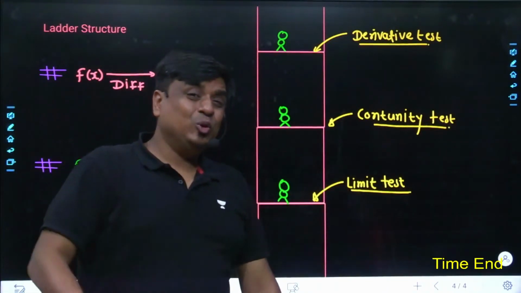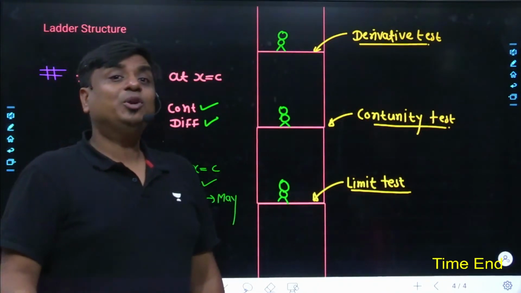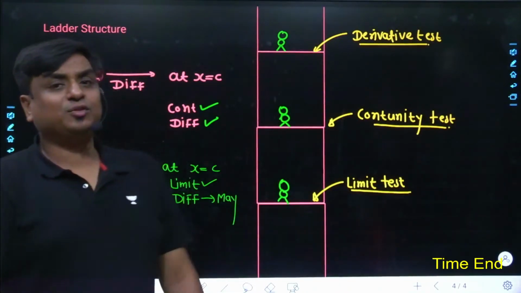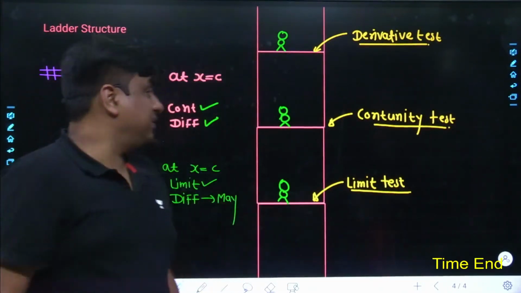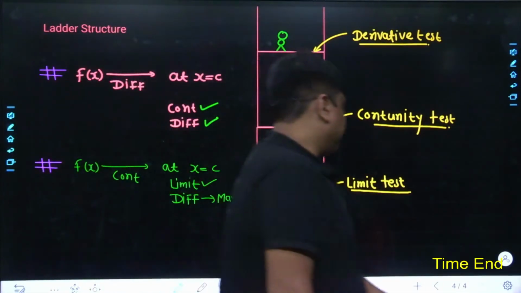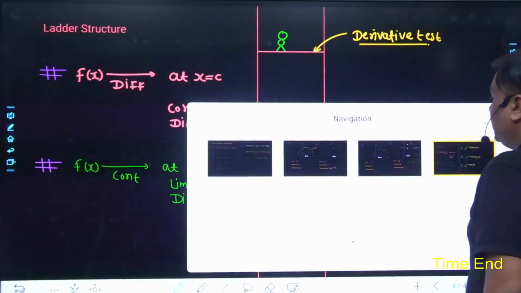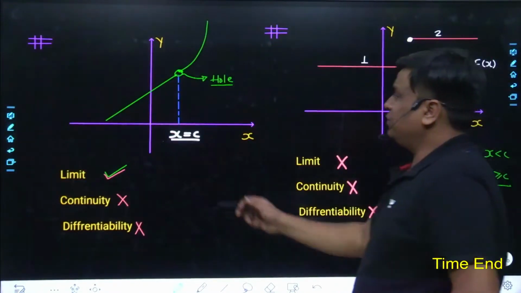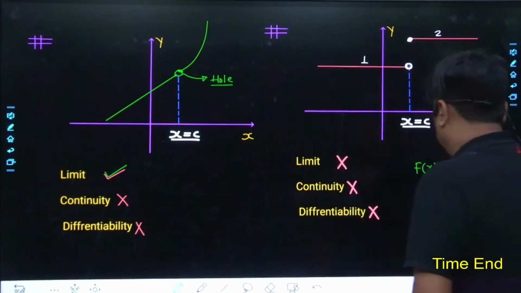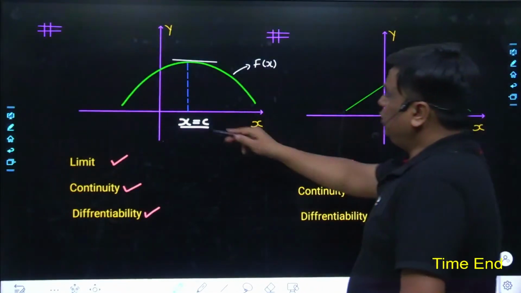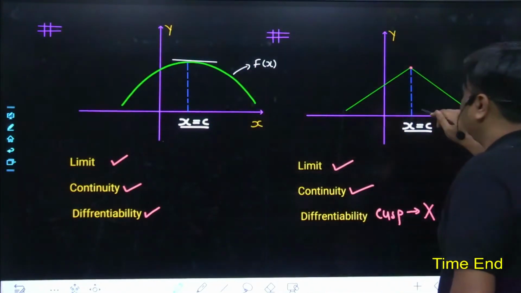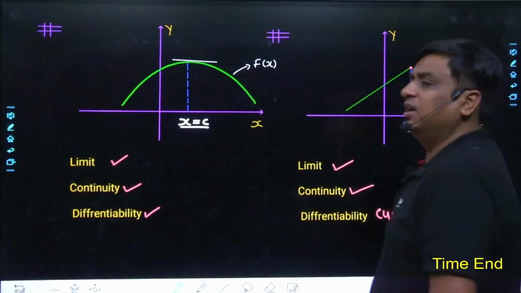If the limit does not exist, by default the continuity and differentiability tests are ruled out. They are discarded. If the limit does exist, I won't be able to comment on the continuity as well as differentiability, because you yourself must have seen it here. The limit does exist, but it is not continuous, and hence it is not differentiable. And here you can see the limit does exist and the function is continuous as well as differentiable. Here the limit does exist, the function is continuous but not differentiable.